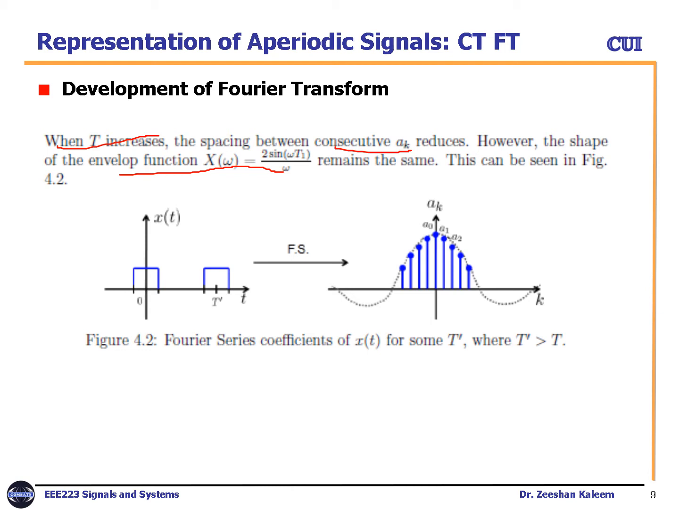For example, previously there was a repetition from this point. Now they are repeating at T dash, which is greater than T. So whenever we take the Fourier series coefficients, because this is a periodic signal, for a periodic signal we take the Fourier series. After taking the Fourier series, you notice that the coefficients are getting closer and closer.